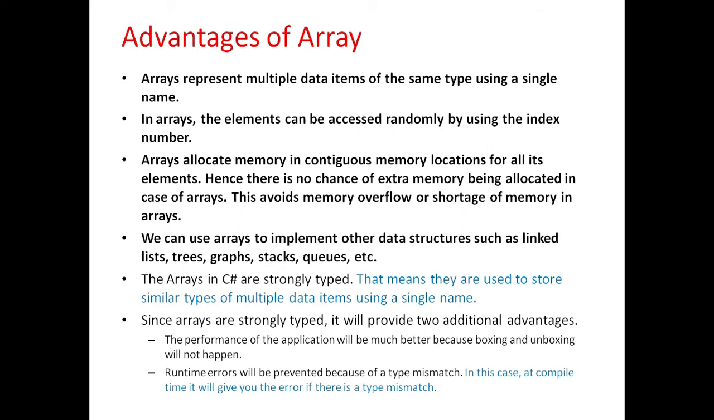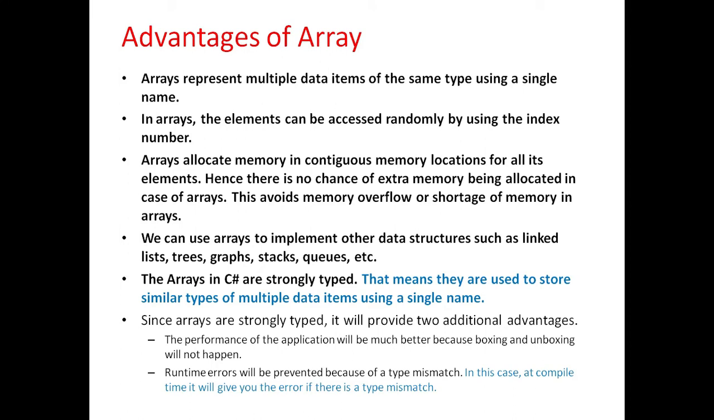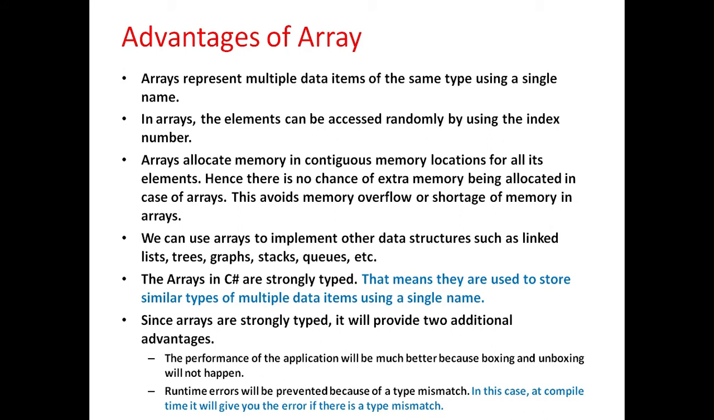This avoids memory overflow or shortage of memory in an array. We can use arrays to implement other data structures such as linked lists, trees, graphs, stacks, queues, etc. Arrays are strongly typed. That means they are used to store similar type of multiple data items using a single name. Since arrays are strongly typed, it will provide two additional advantages. First, the performance of the application will be much better because boxing and unboxing will not happen. And second, runtime errors will be prevented because of type mismatch, since at compile time it will give you an error if there is any type mismatch.